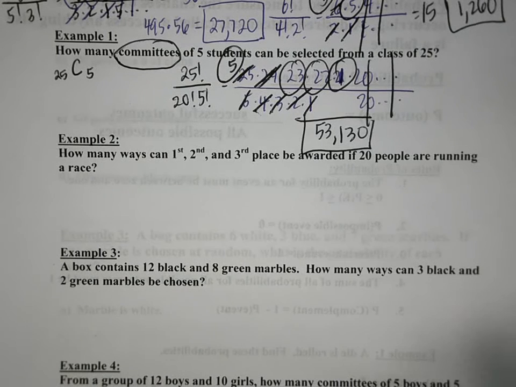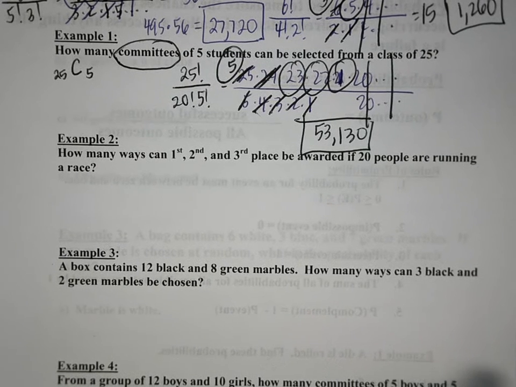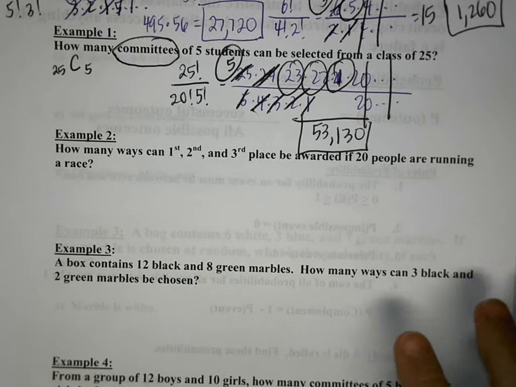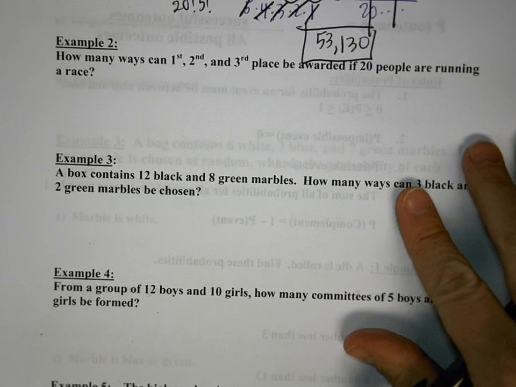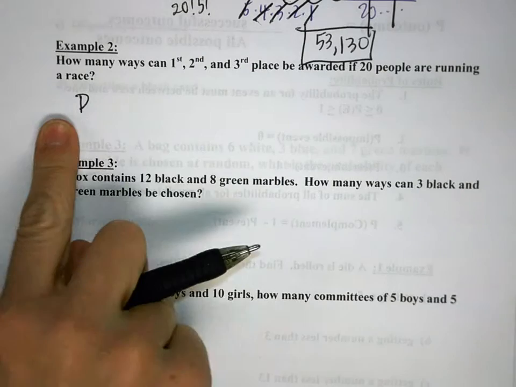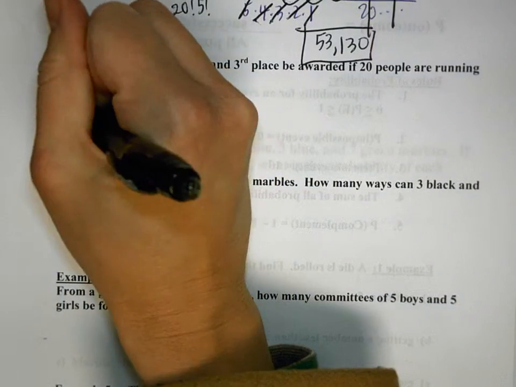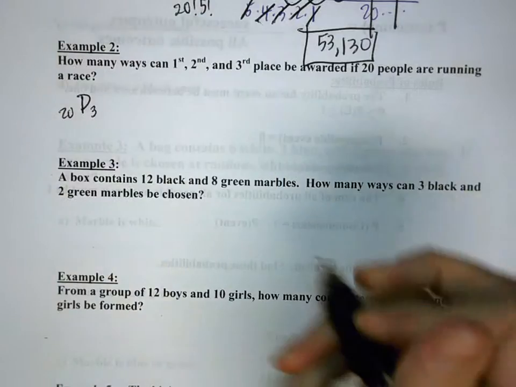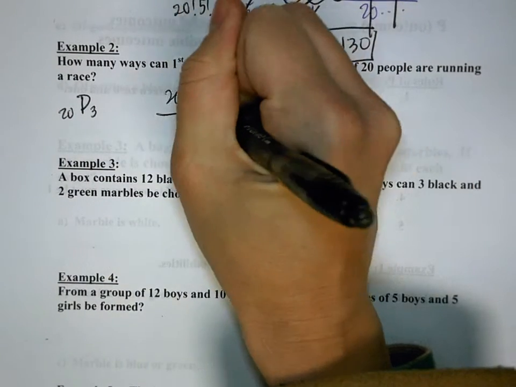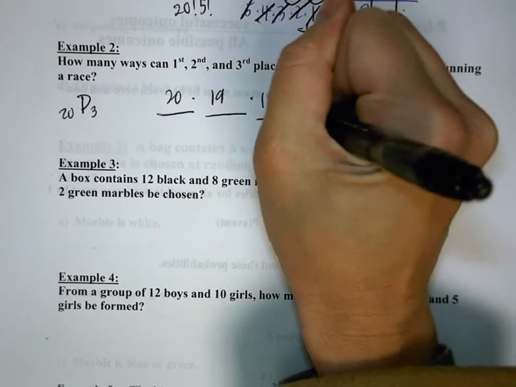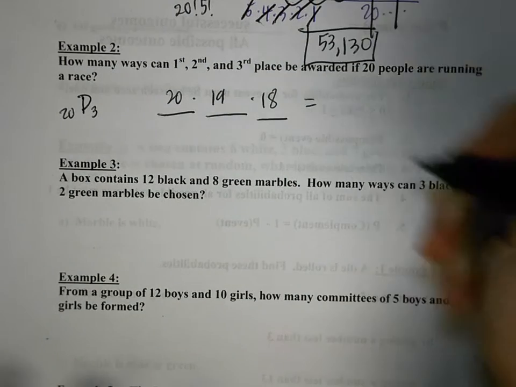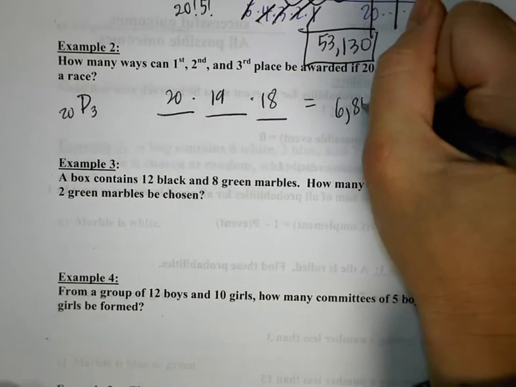Okay, example 2. How many ways can first, second, and third place be awarded? Is this going to be a combination or a permutation? Very good. So in this permutation, what number is going in front? 20, and what's going in back? 3. And so we'll do 3 spots, and we go 20 times 19 times 18. 6,840 is correct.